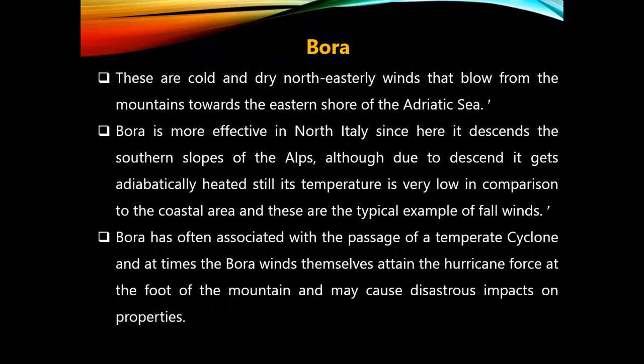Bora. These are cold and dry northeasterly winds that blow from the mountains towards the eastern shore of the Adriatic Sea. Bora is more effective in North Italy since here it descends the southern slopes of the Alps mountains. Although due to the descent it gets adiabatically heated, its temperature is still very low in comparison to the coastal area, and these are typical examples of fall winds.